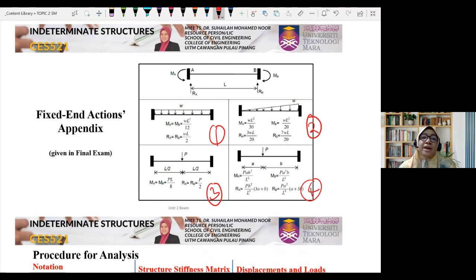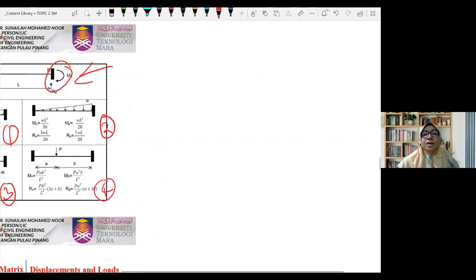Remember that for fixed end action, this is not the sign convention. This is not an assumption. This direction, we do not put like that because we assume the direction. This fixed end action or fixed end moment is actually behavior, actually behavior like this.